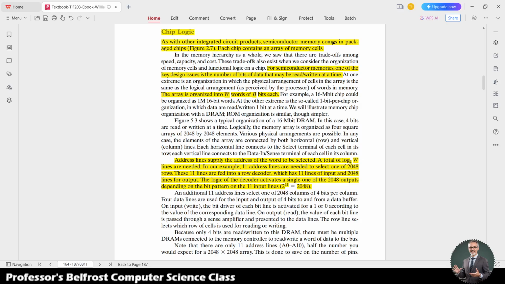So actually, each chip contains an array of memory cells. For semiconductor memories, one of the key design issues is the number of bits of data that may be read or written at a time. At one extreme is an organization in which the physical arrangement of cells in the array is the same as the logical arrangement of words in memory. The array is organized into W words of B bits each.